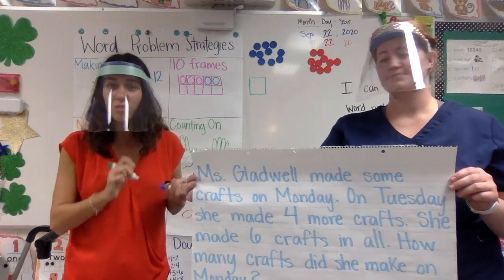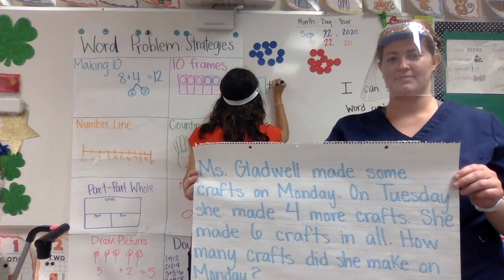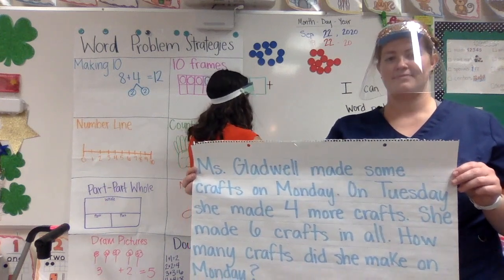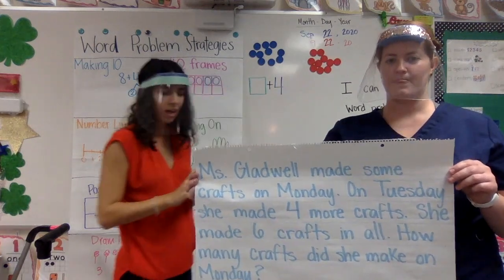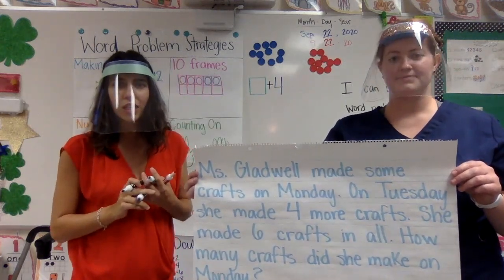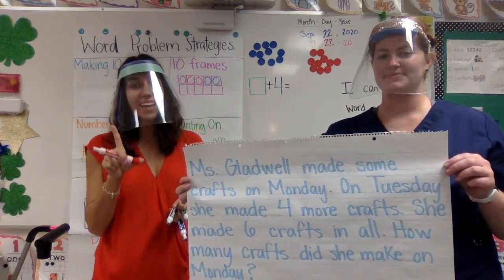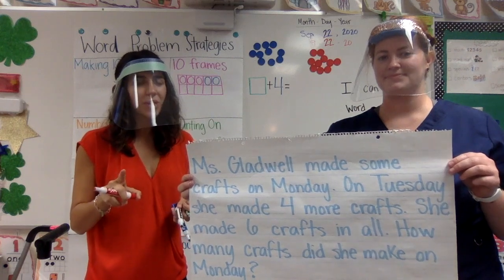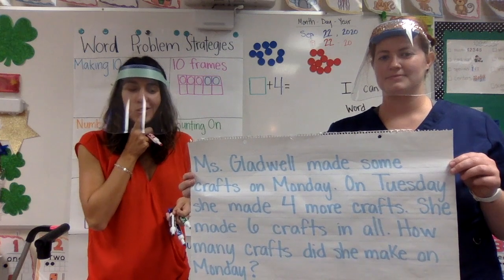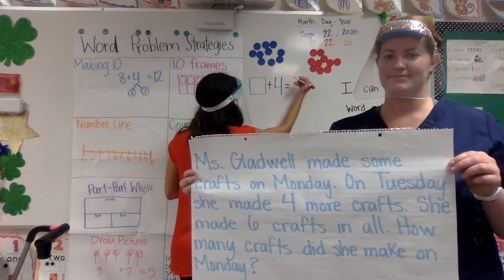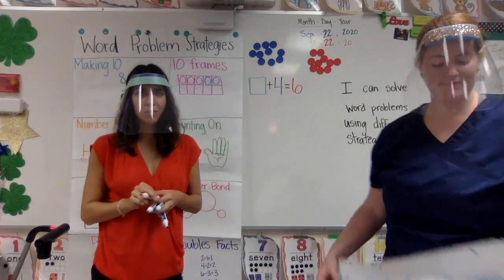All right, it says Tuesday she made 4 more crafts. Now, I know if we're getting more crafts, that means we're going to have to add our 4 crafts that she made on Tuesday. And then it says she made 6 crafts in all. Now, I remember that in all is that word we use to tell the total amount of crafts. So, I know that my end result is going to be 6. That is how many crafts she made in all.